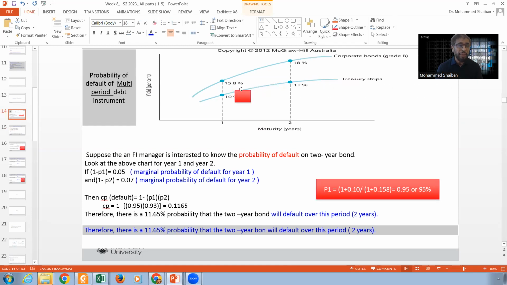So in this example, for year one, I can get the probability of payment, which means 1 plus I, which is 1 plus 10%, over 1 plus K, which is 15.8%. I get 95%, and this is very straightforward. The problem is there is no such loan. Some loans are 1 year, but usually, whether we are investing in loans or bonds, it takes more than 1 year, 3 years, 4 years.